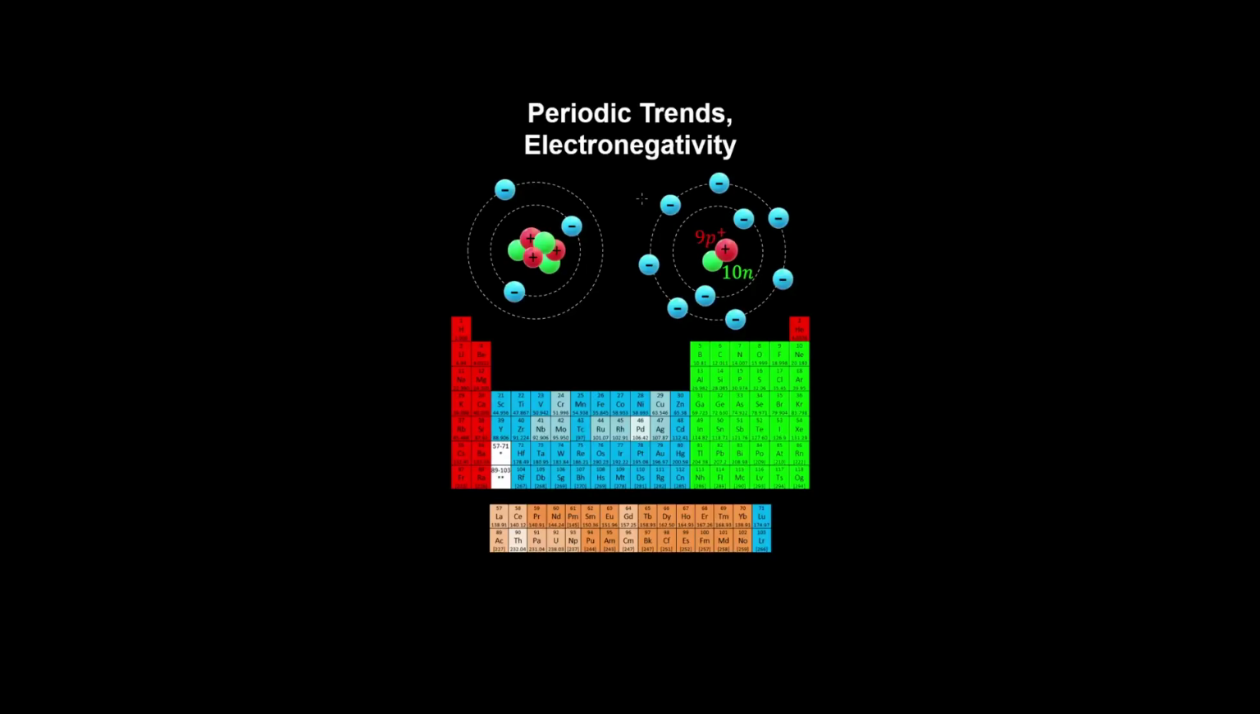Electronegativity is the ability of an atom to attract an electron from another atom to form a chemical bond. So as we go from the lithium atom to fluorine, you get more protons in the nucleus and valence electrons added to the outer shell, so the shielding electrons do not change and the effective nuclear charge increases.